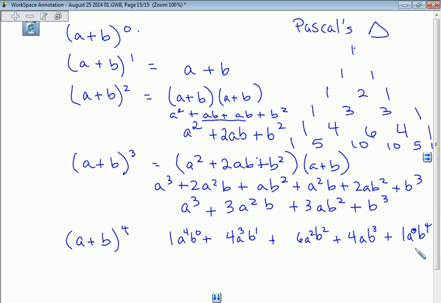Slow motion, please. Is this recorded? Yes. Good. Okay, so this makes 1a to the 4th, 4a cubed b, 6a squared b squared, 4ab cubed, and then b to the 4th.